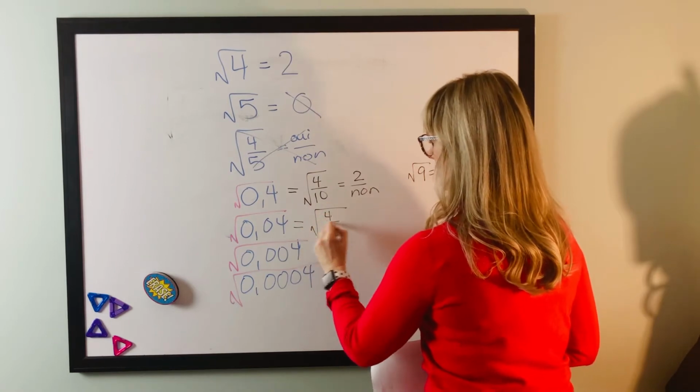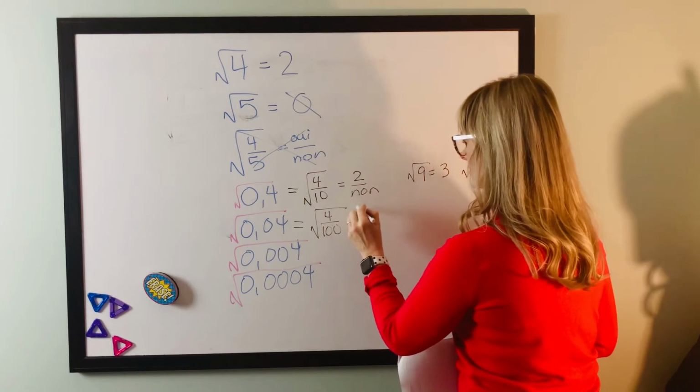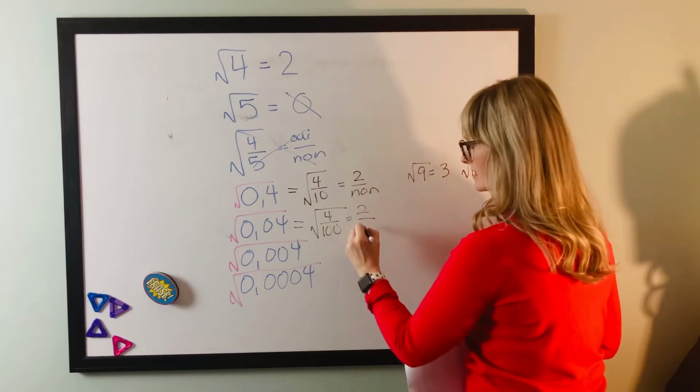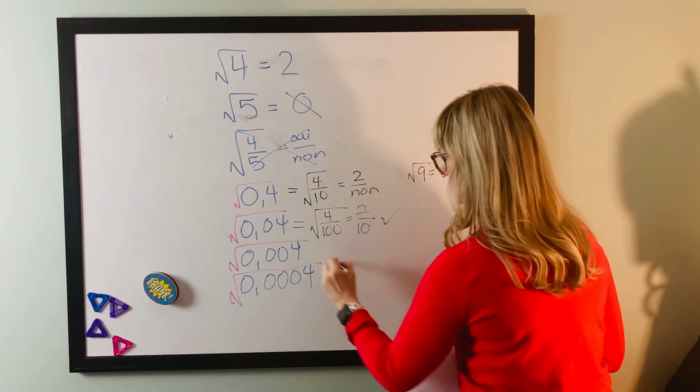This guy is 4/100. Is 4 a perfect square? Well, yes, we just said that 17 times. It definitely is. Is 100 a perfect square? Yes, it is. This one works. Okay, how about this guy?